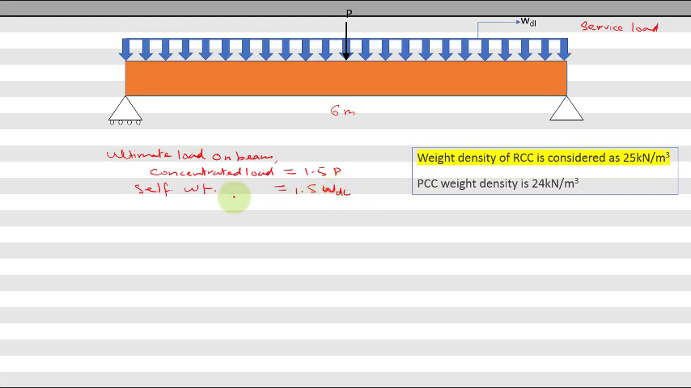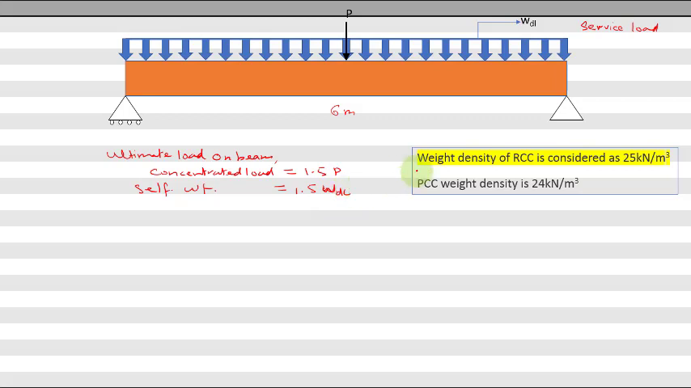Okay, so we need to understand that whatever load has been applied here is a service load. When we compute maximum moment, that maximum moment should correspond to the ultimate load. So I have got this ultimate load on beam. One is concentrated load, that is 1.5 P. Another is self weight of this beam, which is 1.5 times self weight of the beam.